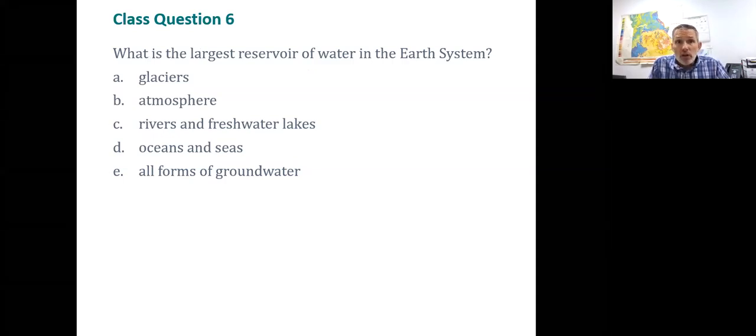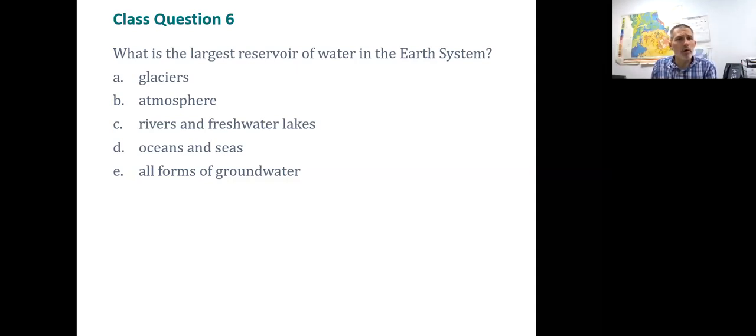So I've already mentioned this, but which is the largest reservoir of water in the Earth system? By far, it is the oceans. Glaciers are in second place. If the question was which is the largest reservoir of fresh water, it would be glaciers. The water in the ocean is way too salty for us to drink. We'll talk more about that in our chapter on oceans.